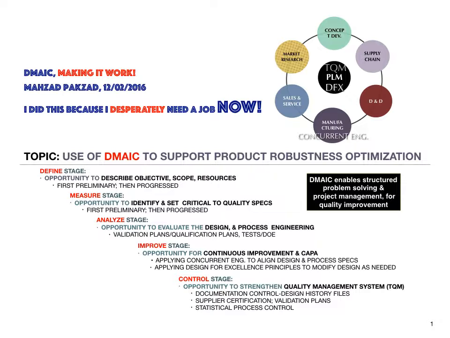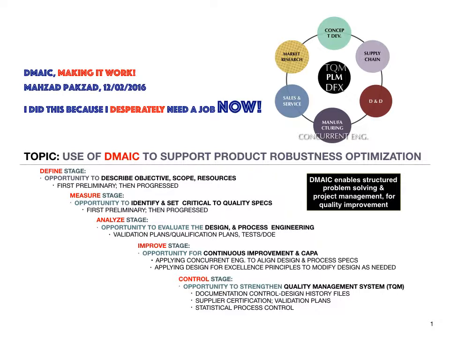Measure stage: an opportunity to identify and set critical to quality specs. First the preliminary stage, then the progress stage. Analyze stage: an opportunity to evaluate the design and process engineering. Examples are validation plans, qualification plans, tests, design of experiments.